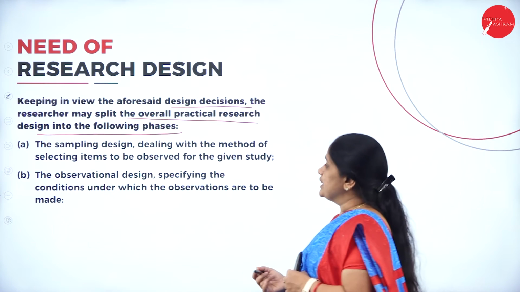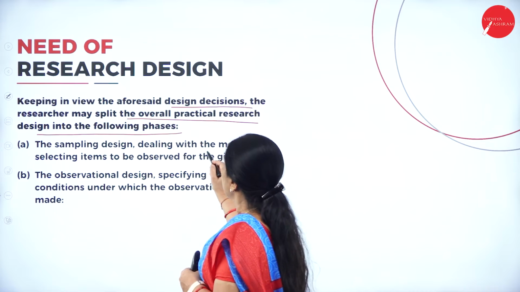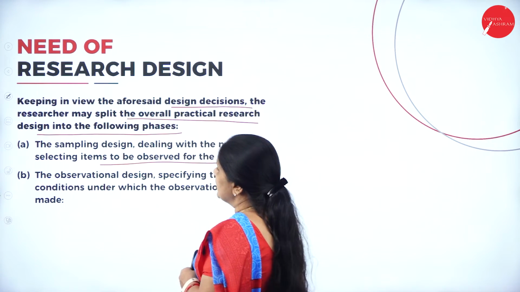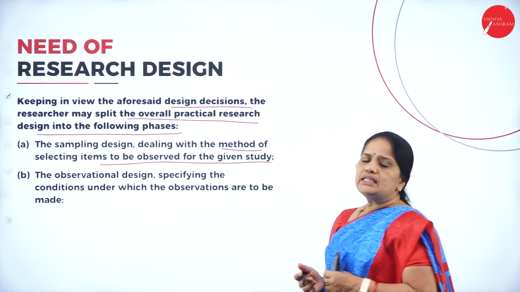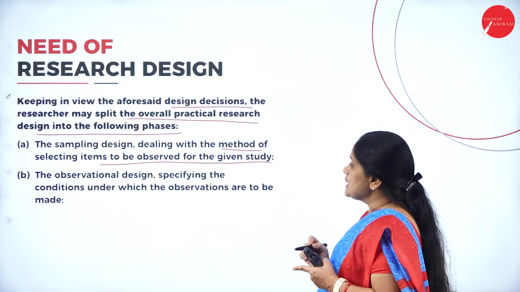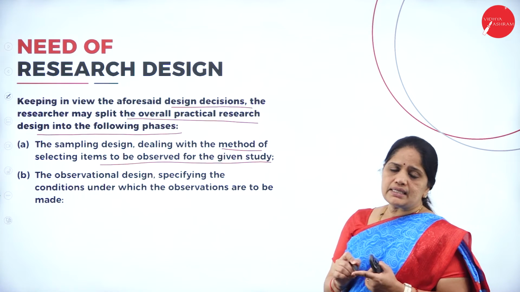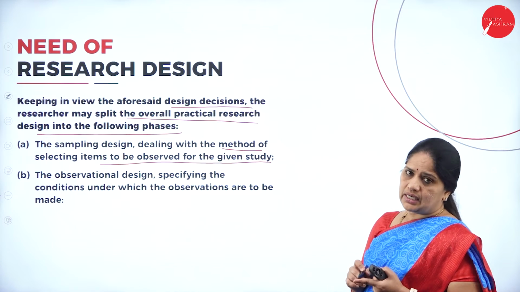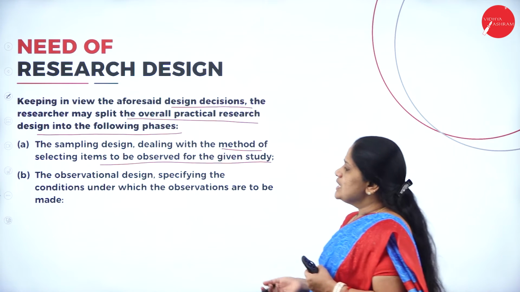Now what are the two phases? The sampling design, dealing with the method of selecting items to be observed for the given study. So in this we have to decide about the sampling design. Now what is this sampling design? Sampling design means you are selecting the items for your study. How do you select the items for your study?